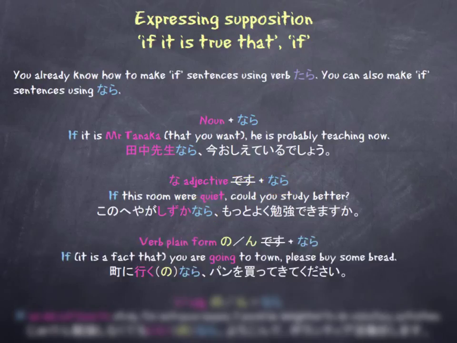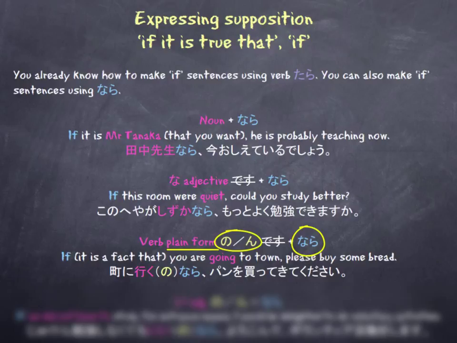With verbs, we simply put them into their plain form, and we can add an optional no or n to the verb before we put in nara. By inserting the no, or simply the shortened version of no, which is n, we're changing our verb to act more like a noun. So instead of the verb iku simply meaning go, it now means going.